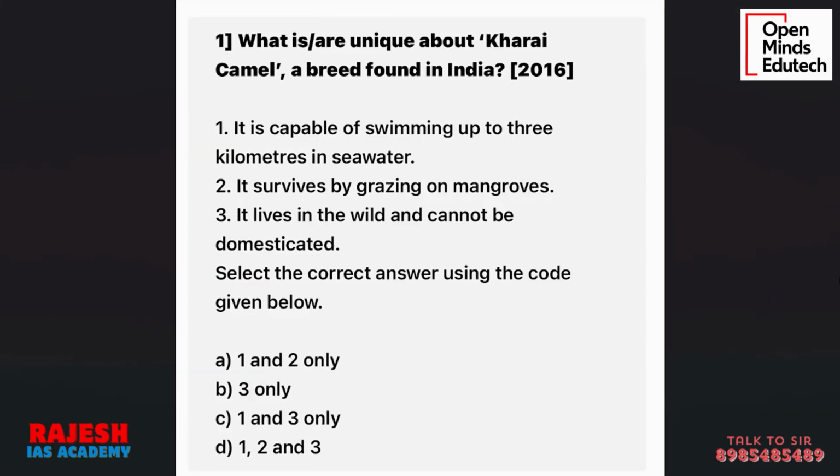Then they are asking a question about a unique breed called the Kharai camel. There are camels, and the Kharai camel is a specific breed of camel, and it is capable of swimming actually. It is very well known for swimming in the Gujarat Kutch area. So there is a question on the Kharai camel. So unique animals, unique behavior.